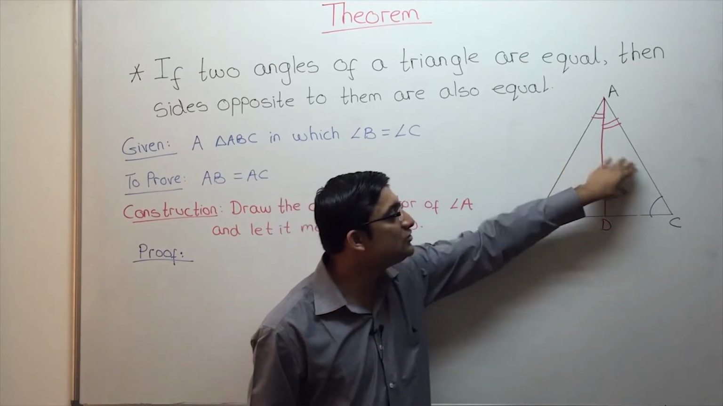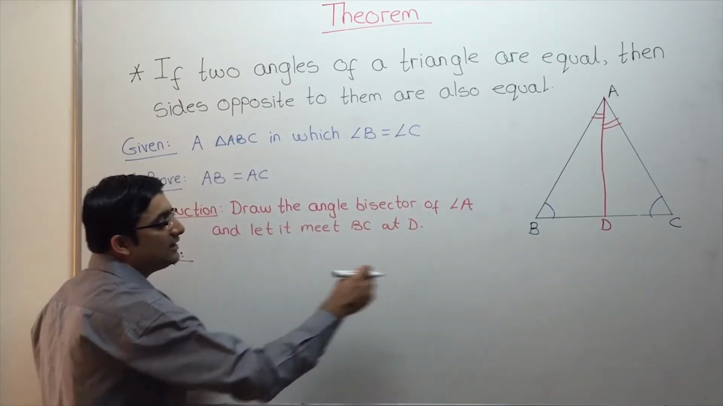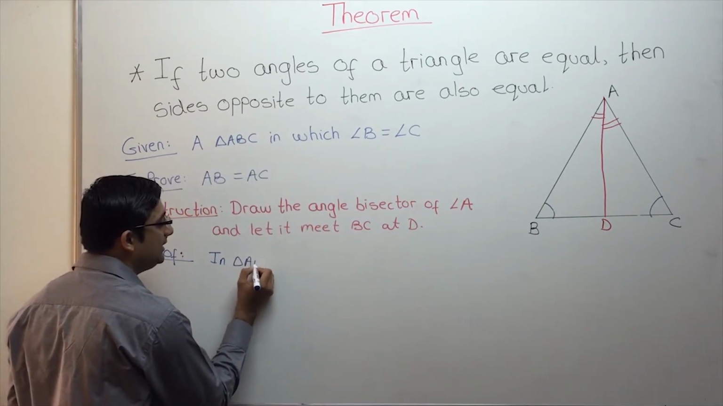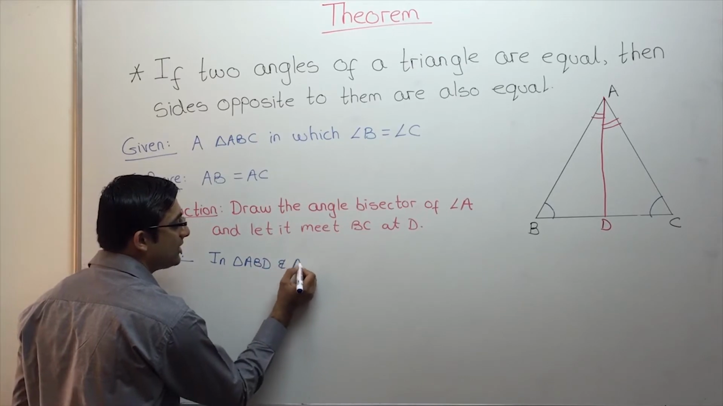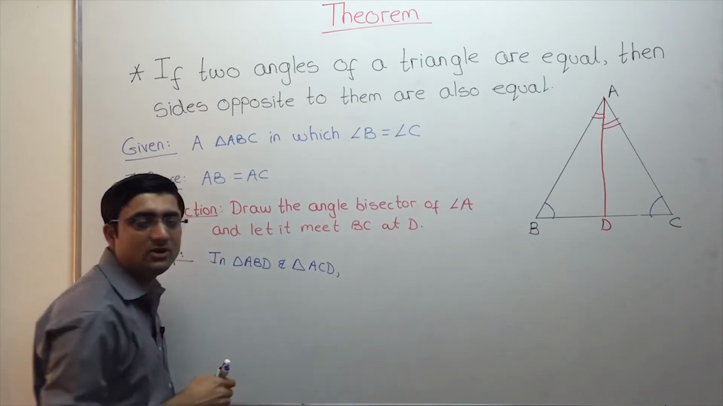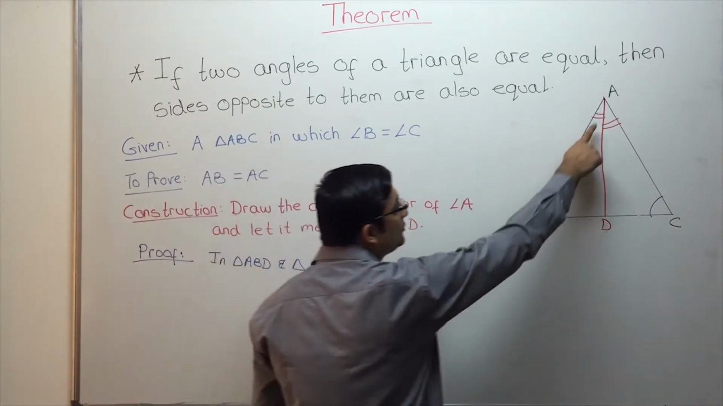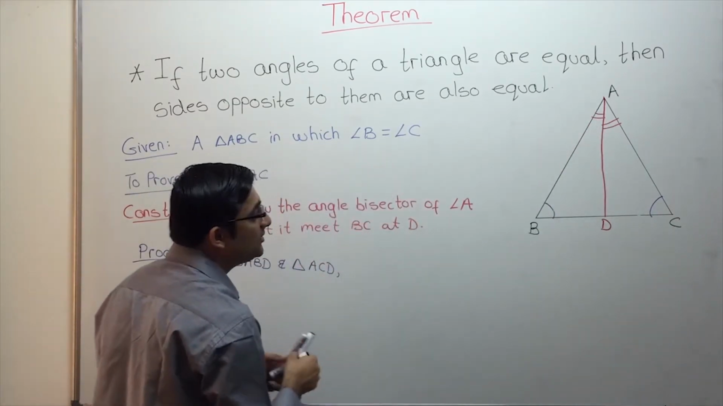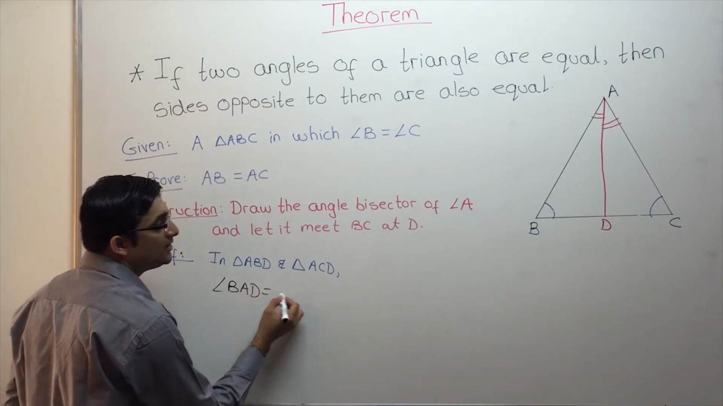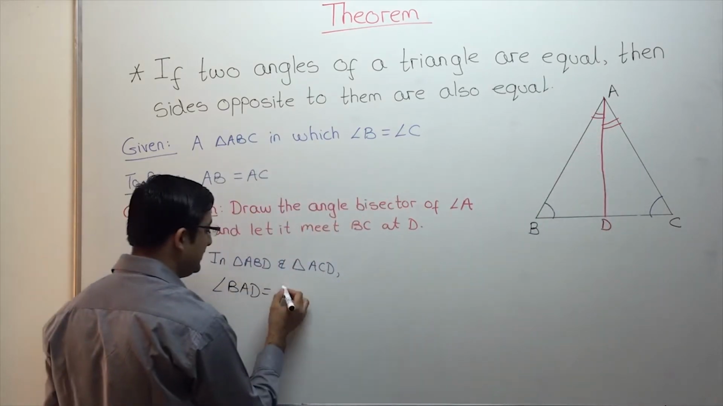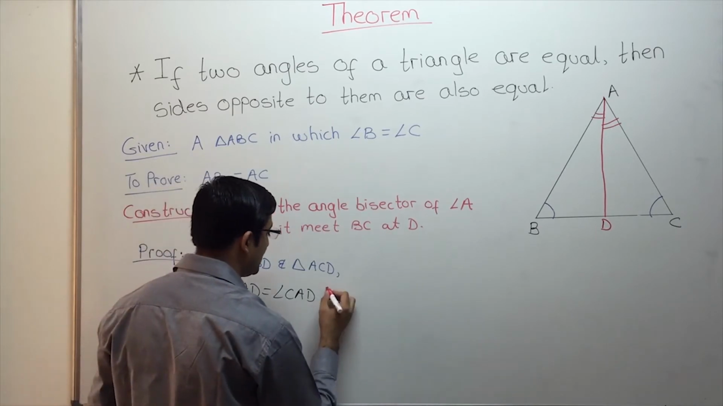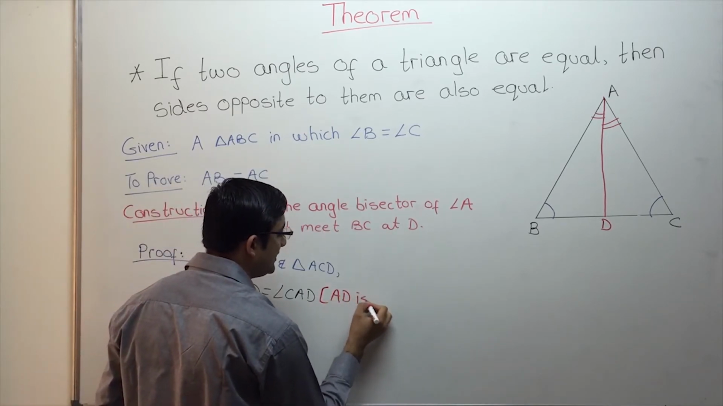So let's try to show these two triangles as congruent. So we'll begin in triangle ABD. So in triangle ABD and triangle ACD, I want to show these two triangles to be congruent. So what all do I know? I know this angle is equal to this angle. So write it down. That is angle BAD is equal to this angle, that is angle CAD. What is the reason? AD is the angle bisector. So you can mention over here, AD is the angle bisector.